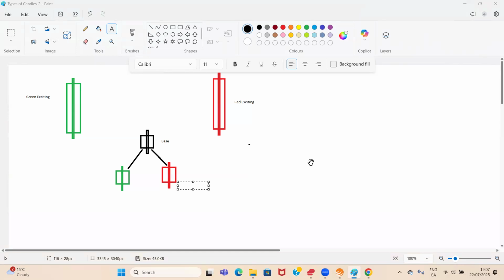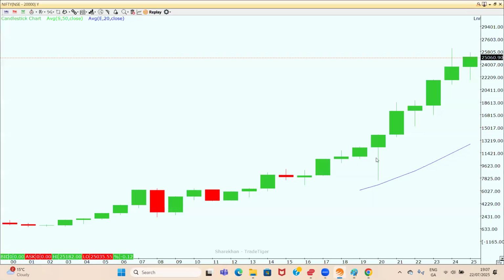I think it would be better if we can understand this by a live chat. Yes, yes, we will go on the chart after this. Okay, so let's jump onto the charts now.